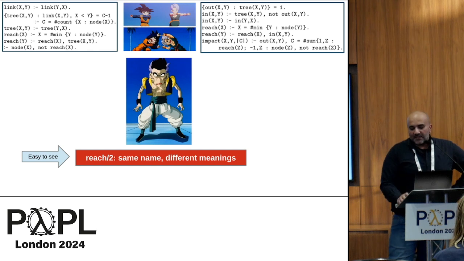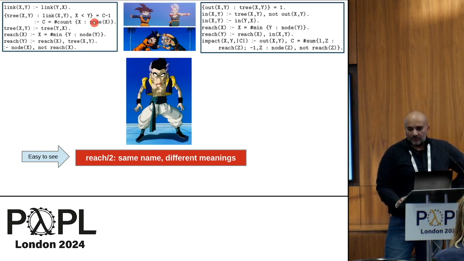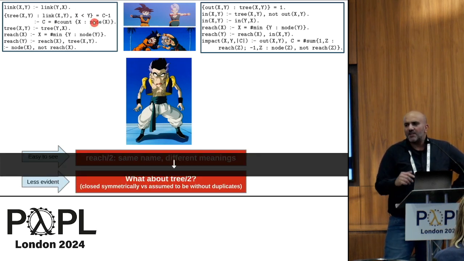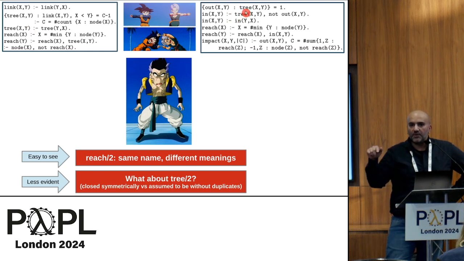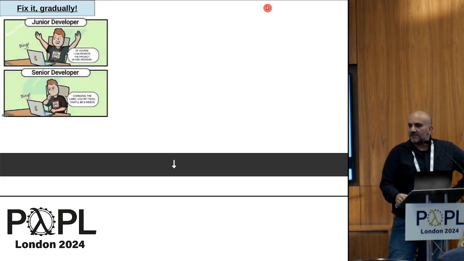Okay, but let's say this problem you can fix by renaming one of the two predicates. There is another problem, a bit less evident, with the predicate 3. On this side, at some point, 3 was closed symmetrically. Here, it was assumed to be without duplicates. So if there is 1, 2, there is not 2, 1. This problem maybe you can fix by adding this condition in there. But you see, again, it's quite easy to make mistakes.